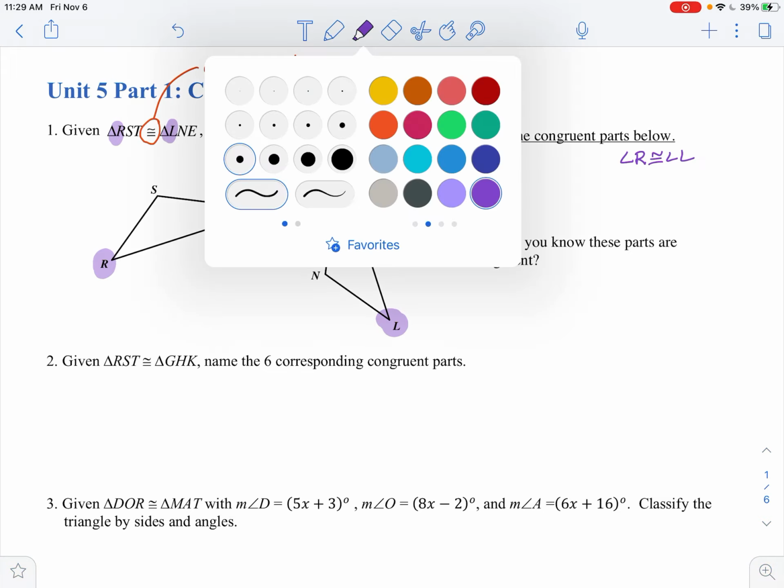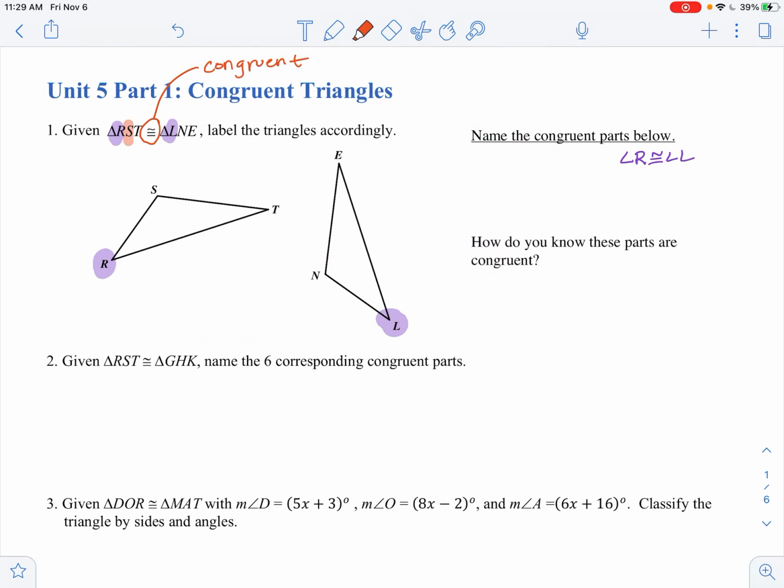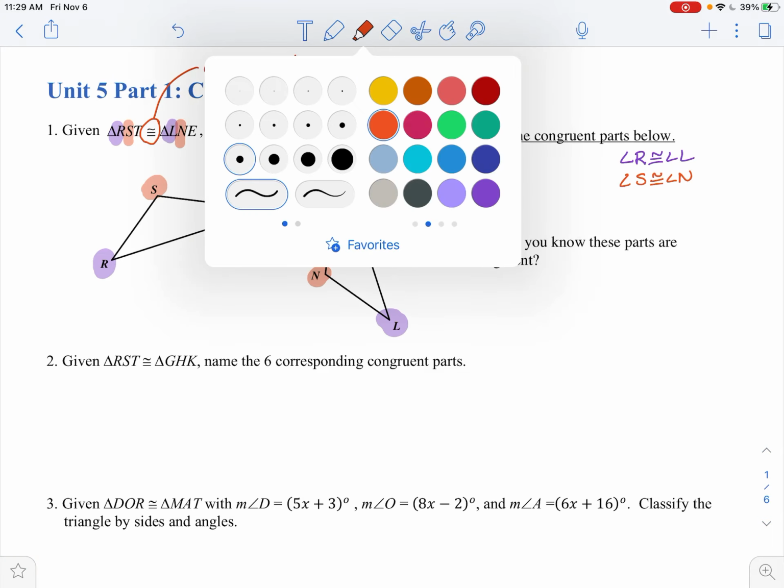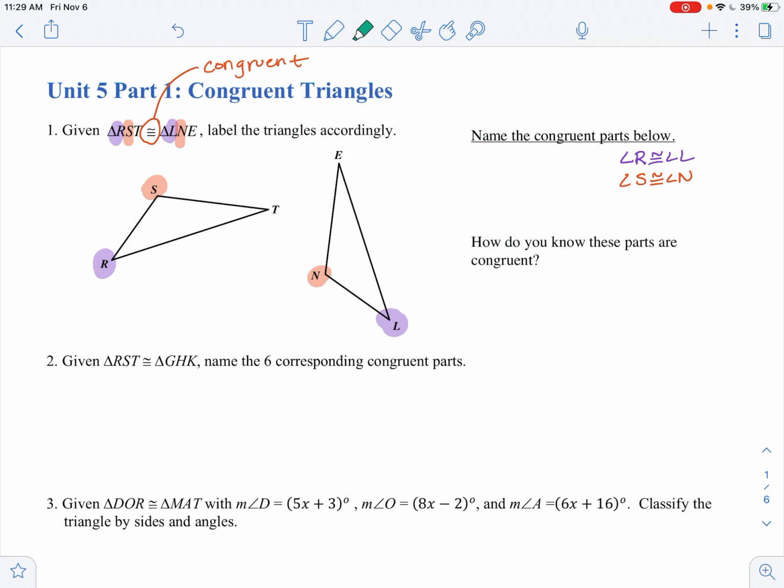Now, then I see the second one, right? It says that S corresponds to N. So I know that angle S and angle N are congruent. And then last but not least, I also see that T corresponds to E, and so that tells me that angle T is congruent to angle E. So anytime I have a congruence statement, the order that it's written in is really important, and it tells us specifically what is congruent to what.